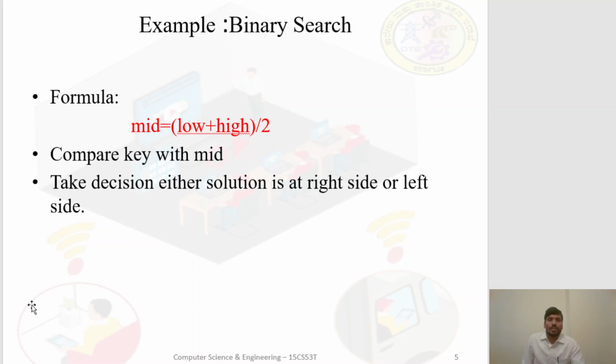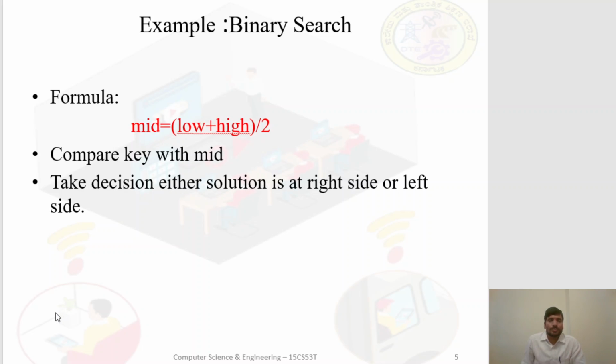But in binary search we divide the given array and we find the mid value and we compare the key with the mid value. If the key is less than the mid value, then we try to find it on the left side of the mid by skipping the right side subarray. If the key is greater than the mid value, then we skip the left part of the subarray and we try to find the match in the right side.